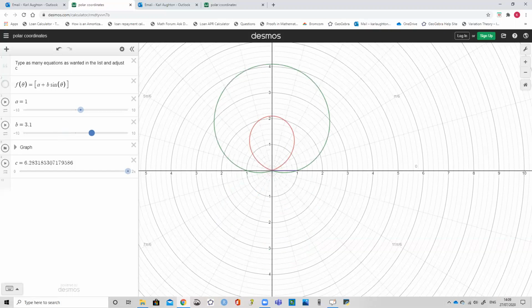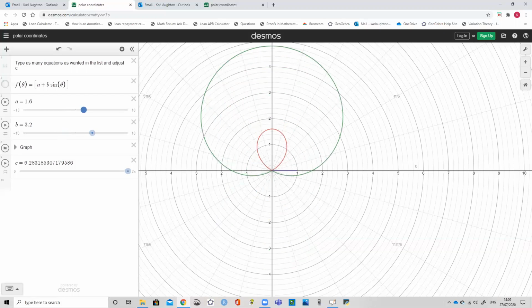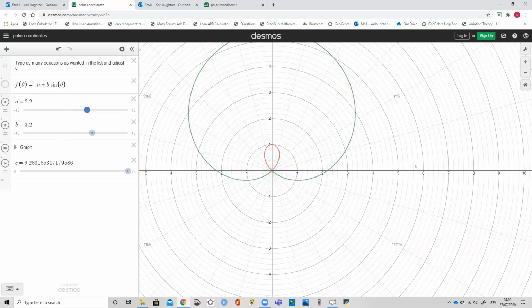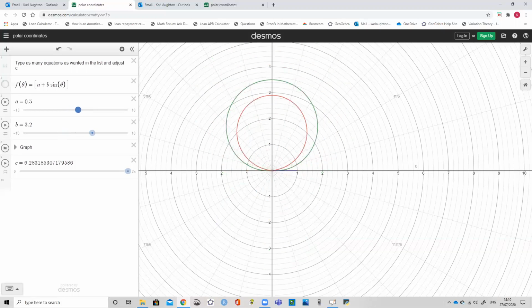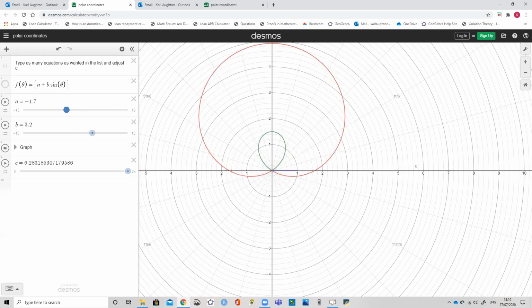If I change the a to negative, can you see what happens? It's still a limacon with an inner loop, but the part where r is negative changes. When a is positive, the inner part is the negative r, and the outer part is the positive r. But when a is negative, it's the inner part that's positive and the outer that's negative. That's not surprising, really, if it's changing the sign.